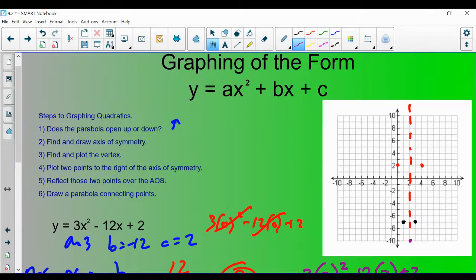Then we get to play connect the dots. What an exciting game. Boom, boom, boom, boom, boom. And there's our quadratic.